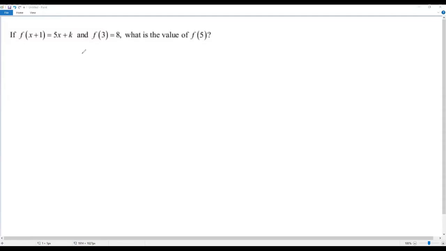Here we have a SAT math problem. Okay, let's go to the question. If f(x + 1) = 5x + k and f(3) = 8, what is the value of f(5)? Okay, here we have to find the value of f(5).